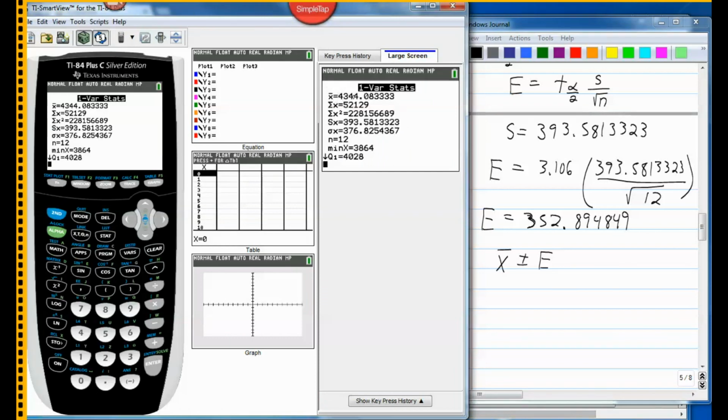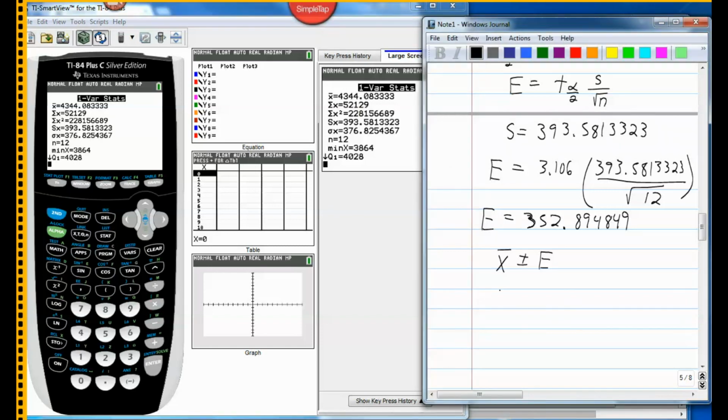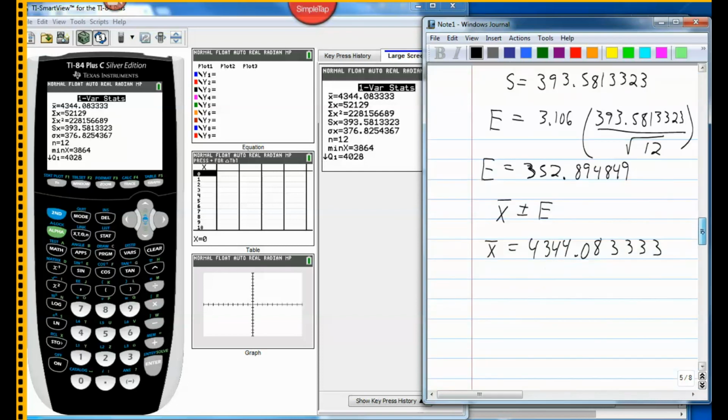X bar, there's the mean right there. 4344. X bar is 4344.083333. Alright, so I'm going to take X bar and add the margin of error, and X bar and subtract the margin of error, and that will give me my confidence interval. Okay, so X bar, this value right here.